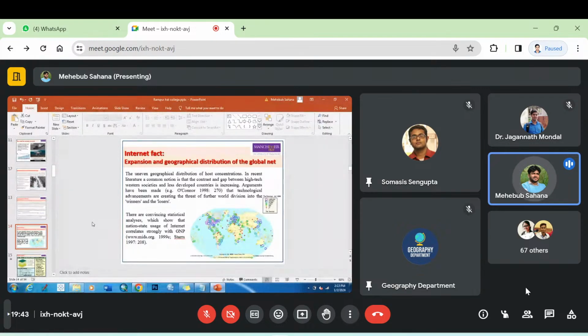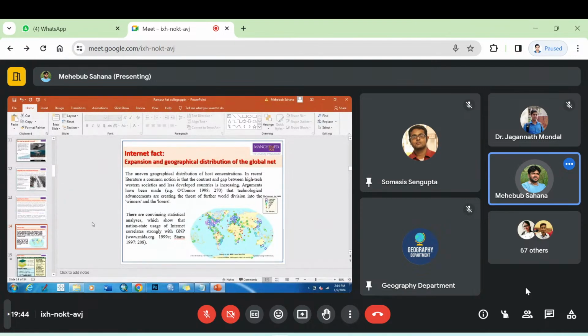Expansions of geographical distribution of the global net. We don't know how many millions of tons of data are gathered every day by these big multi-million dollar companies and agencies, and they are using our data, our activities, our choices, our wishes, what we like, what we dislike, when we want to eat, when we do not want to eat, and how this data, this information, we can use in our subject.